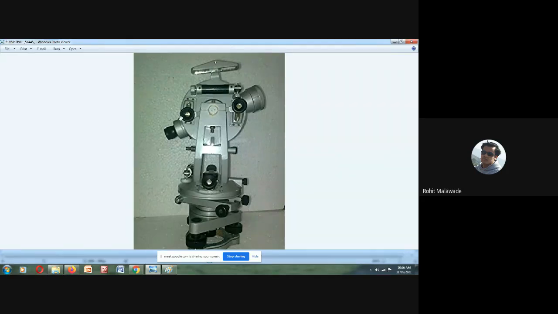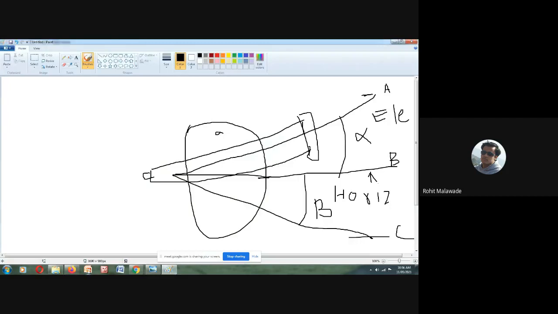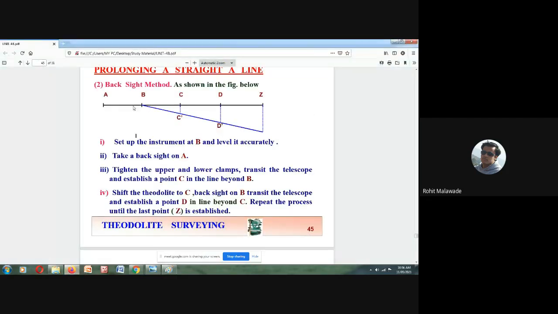Then your eyepiece will be at A and the object will be at C. This is your point B, right? And you will be transiting towards C. So this is what you are going to do over here. You are sighted at A, and then you will be transiting your telescope and looking towards C, right? Then establish point C in the line beyond B.